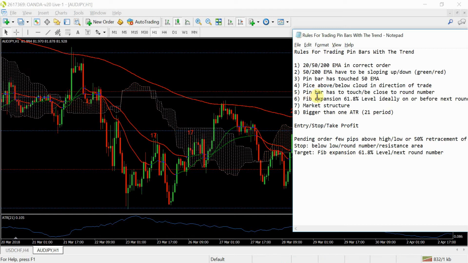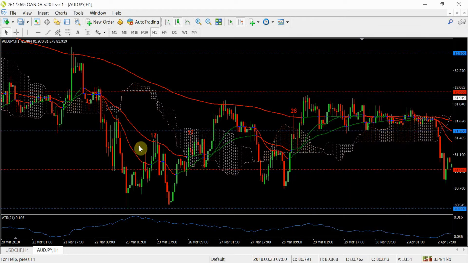Pin bar as touch or as close to a round number. Now, even though the close is over here and the nearest round number is here, so if I show you that, that's the 81,500 level. Even though it's not that far away, price is thereabouts. So in terms of when you normally put your stop loss, it normally goes above the high, where in this case it will go above the round number, which will act as resistance.